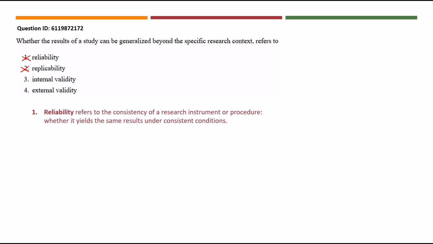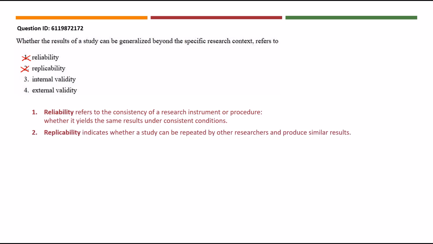Reliability refers to the consistency of a research instrument or procedure, whether it yields the same results under consistent conditions, whether we can rely on this particular instrument, this particular procedure. So this is not about generalizing something. So we have correctly ruled out reliability.